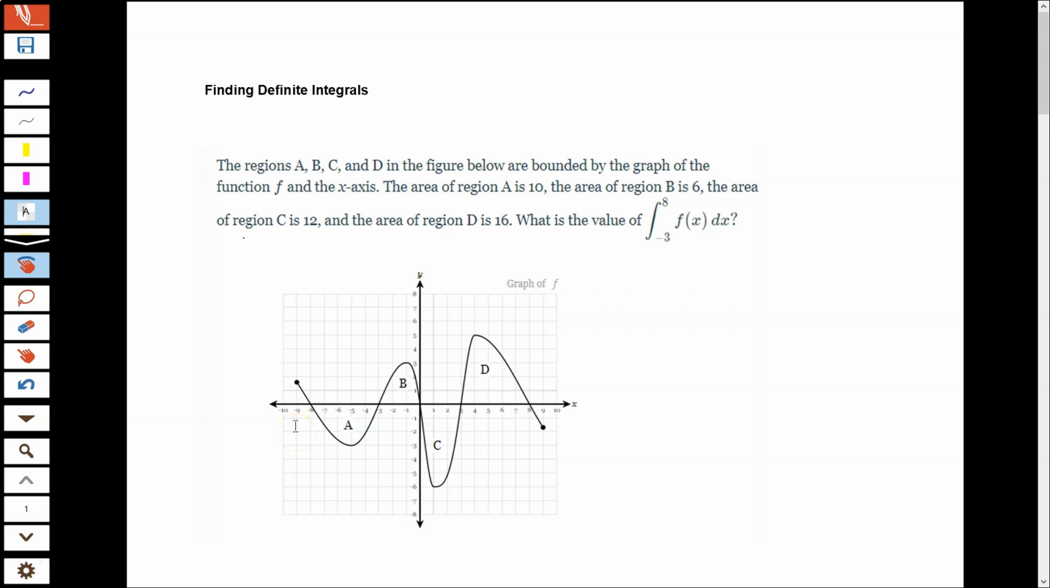Alright, ladies and gentlemen, here we are finding some integrals. And this is going to be our last graphs lesson, I think, before we move on to finding integrals analytically, which is pretty exciting, I think.